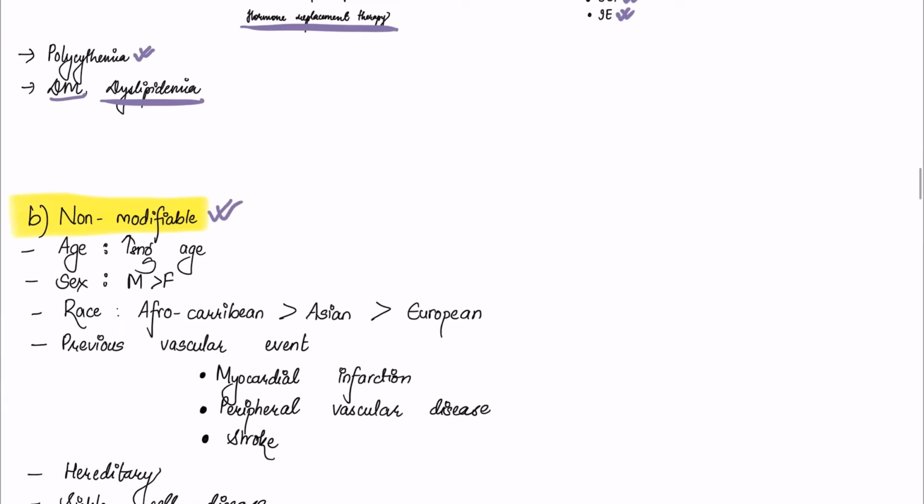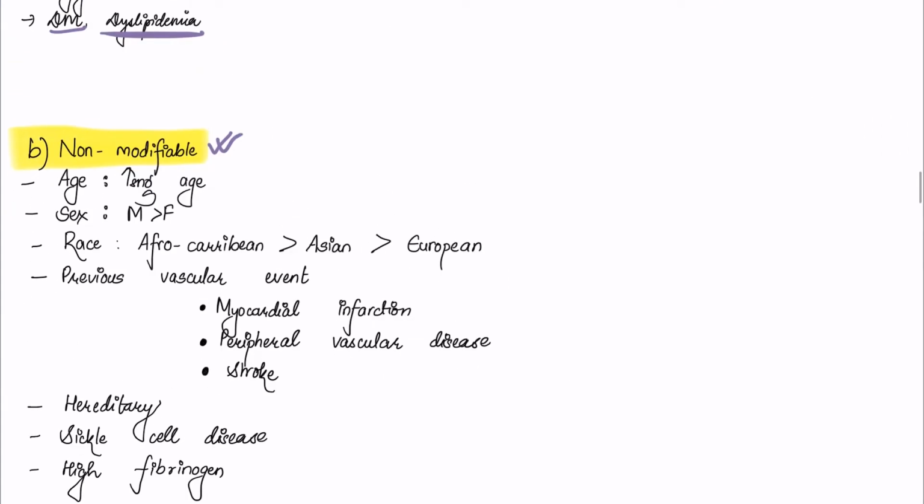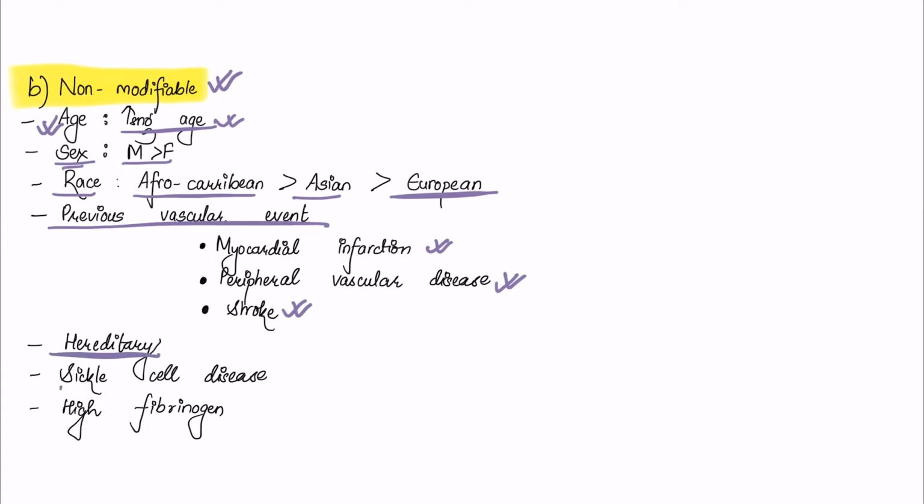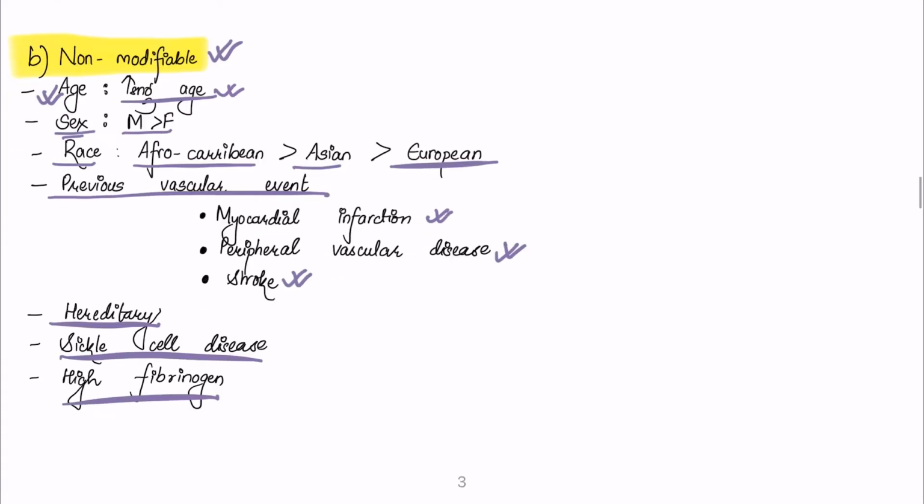Now let's talk about the non-modifiable risk factors. The non-modifiable risk factors include age, and the chances increase with increasing age. In sex, it is more common in males than females. In race, it is more common in Afro-Caribbean as compared to Asian, and it is more common in Asian as compared to Europeans. Previous vascular events like myocardial infarction, peripheral vascular disease, and stroke itself. Hereditary, sickle cell disease, and hyperfibrinogenemia.